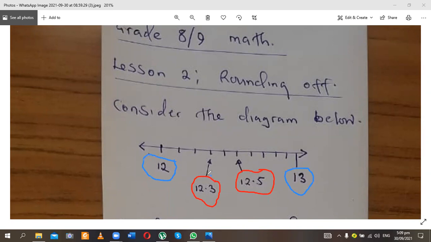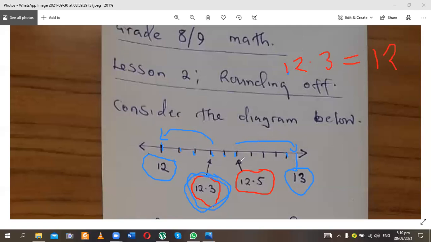So let's look at this 12.3. The way I decided to bring it, I had drawn my numbers from 12, then 1, 2, 3, 4, 5, all the way up to 9, and then this is 13. If we check, 12.3 is nearer to 12 than it is to 13. So because it is nearer to 12 than to 13, therefore 12.3 can be rounded off to the nearest whole number, which is just 12.